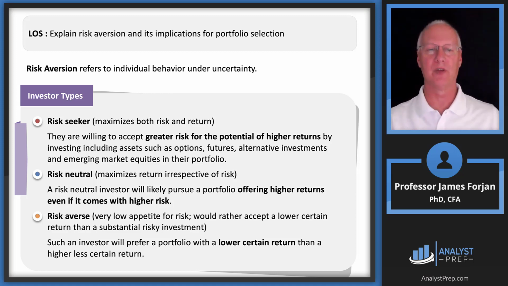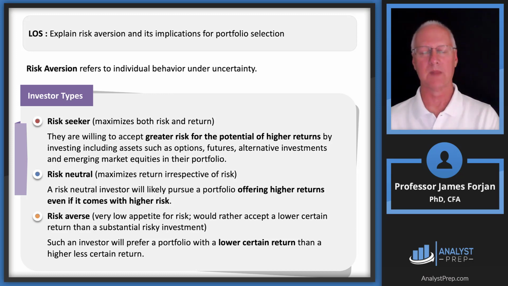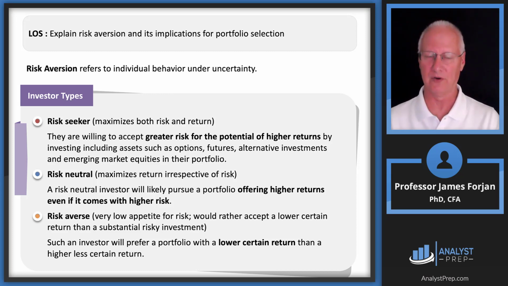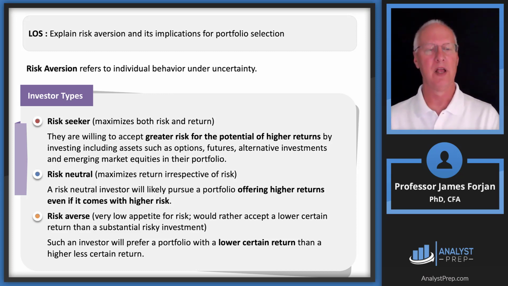Now, most of us, of course, are risk averse, in which there is a systematic relationship between the extra risk that we're willing to take in order to achieve some kind of extra compensation. So notice what we have in that bottom sentence there. This investor will prefer a portfolio with a lower certain return than a higher return that is less certain. Risk aversion, risk neutrality, and risk seeking.